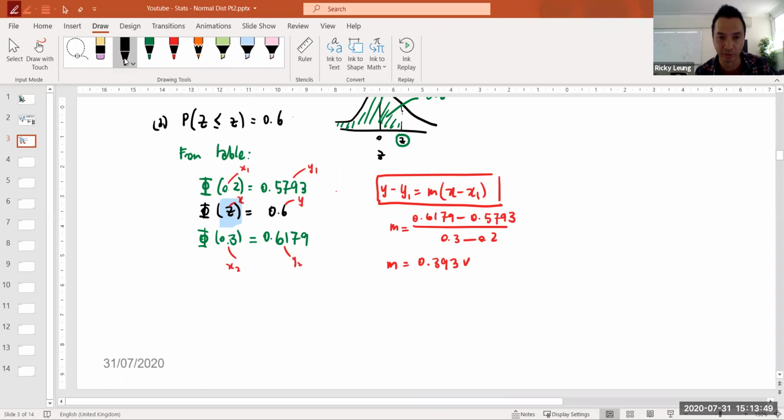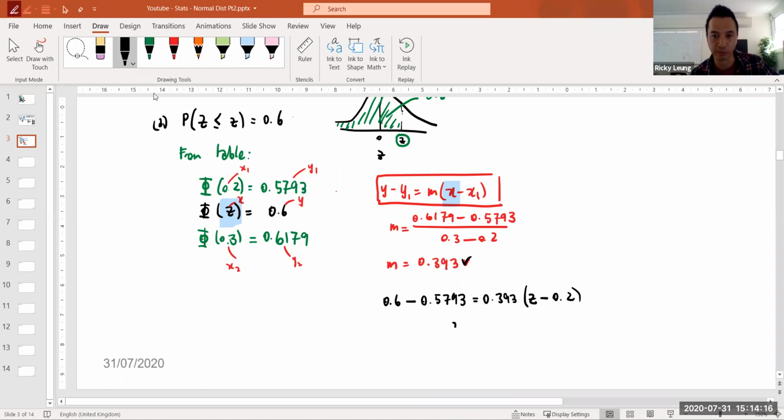So let's sub everything in, right? So y is 0.6, y1 is 0.5793. I just found the gradient, right? This guy here, so 0.393. Now, this x value is basically what I want to find. So I'm going to let that be z minus x1.